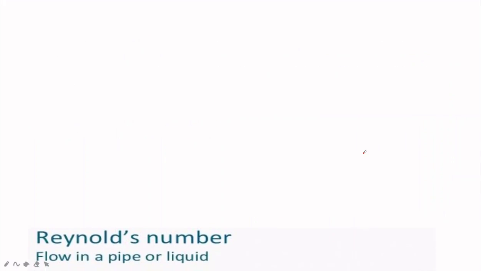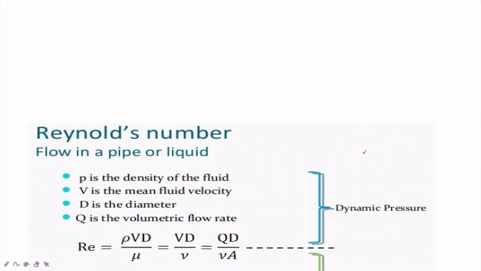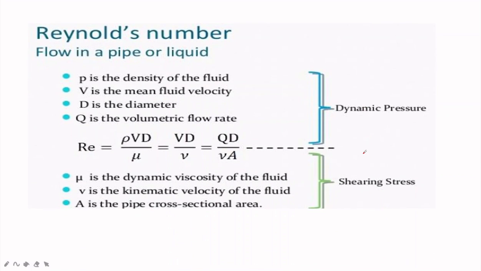Next we'll see the Reynolds number. Why this Reynolds number, I'll tell you. Due to the movement of the fluid particles in a zigzag way, eddies formation takes place. What is this eddies formation?